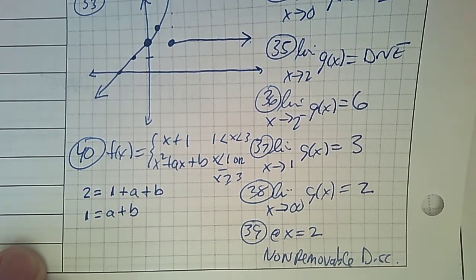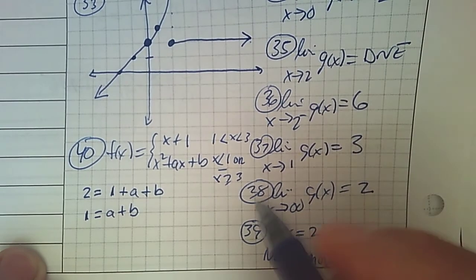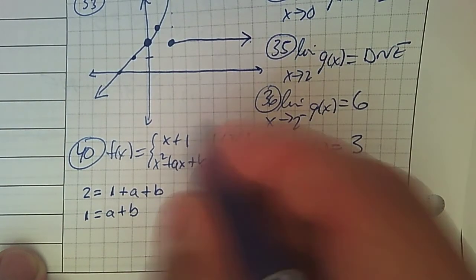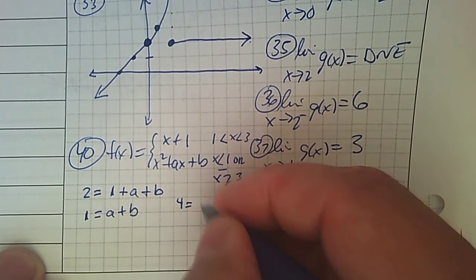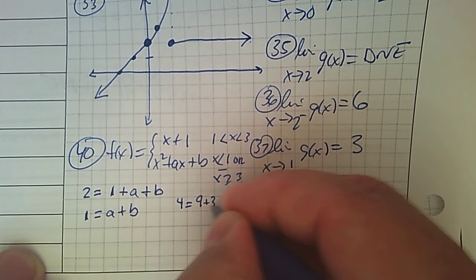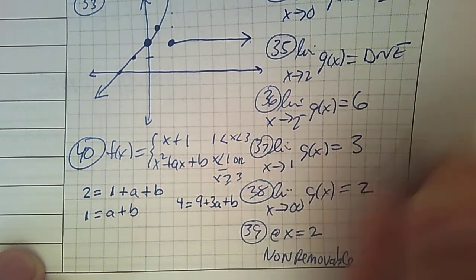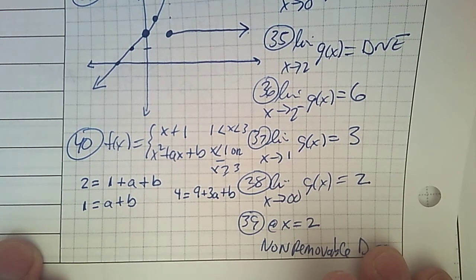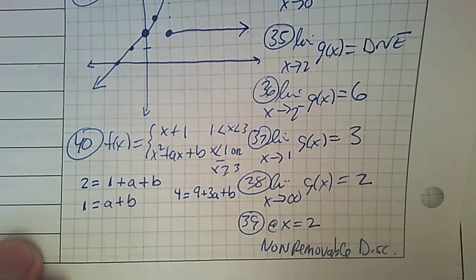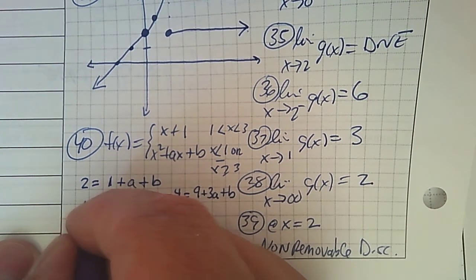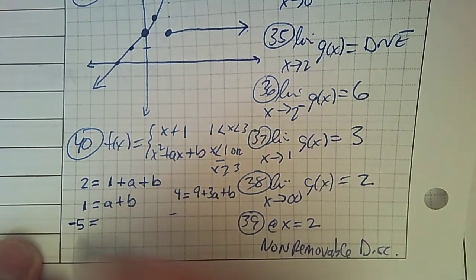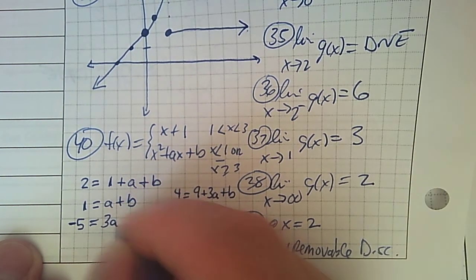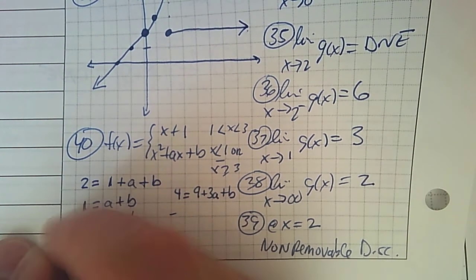Now I'm going to do the same work for 3. So I'm going to plug 3 into the top. 4 is my answer. I'm going to plug 3 in for x in the bottom. That gives me 9 plus 3a plus b. They have to give you the same answer for it to be continuous. So I'm going to subtract 9. In fact, I'm going to do that right here. So subtract 9. So 4 take away 9 is negative 5. And I have 3a plus b. And this is what I'm solving.